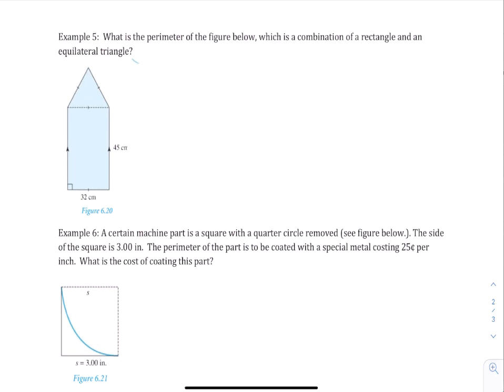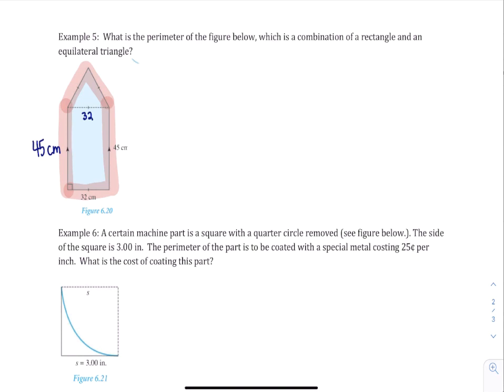When dealing with combined objects, we need to make sure when we're describing the perimeter that we're describing the distance around the shape itself. So this combined figure is just what I've highlighted. On a rectangle, opposite sides are the same. And up at the top, we have an equilateral triangle.